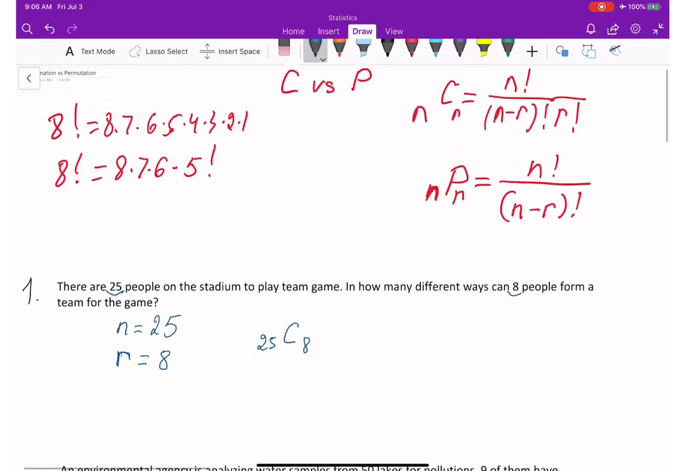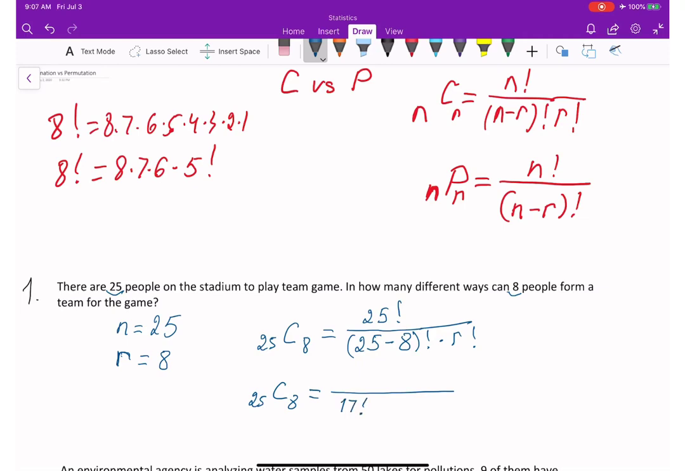I open it so you can see. It's going to be equal to 25 factorial over 25 minus 8 factorial times r factorial. So see, 8 out of 25 is going to be equal, I put this one first, 25 minus 8, 17, because now I will open 25 only till 17. I don't need further, so I can cancel. And for the factorial, oh, here I just left r instead of plugging in the number, 8. So in here I will have 8 factorial.